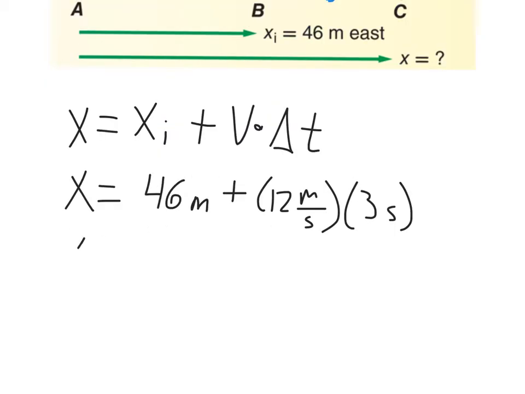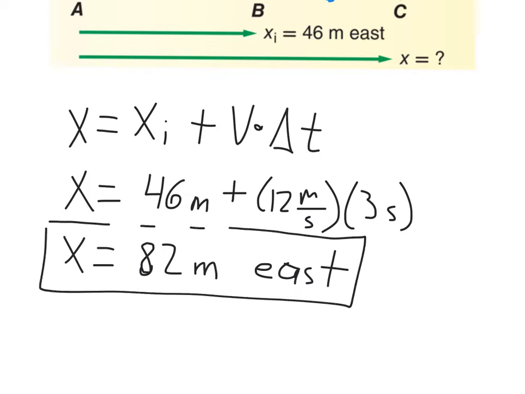Now I'm using the positive values as east. So 46 meters was east, 12 meters per second was east, so therefore this 82 meters, that is the result, is 82 meters east. Remember that we are calculating a vector quantity, so we have to mention the direction of the vector. In this case it was 82 meters east because it's a vector, which is a position.